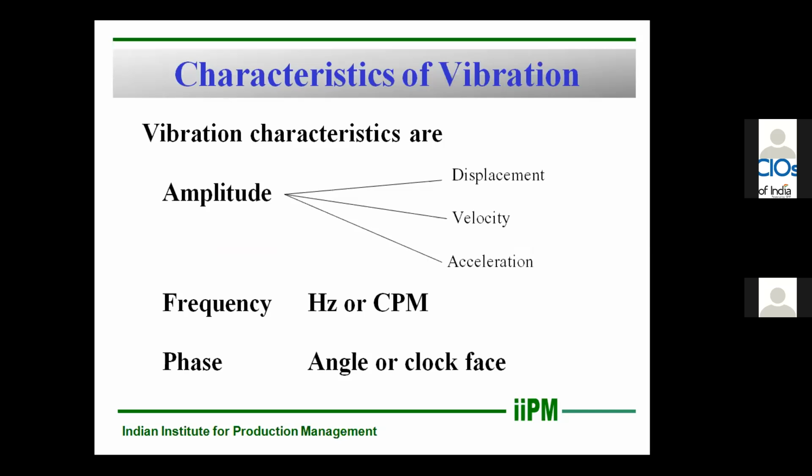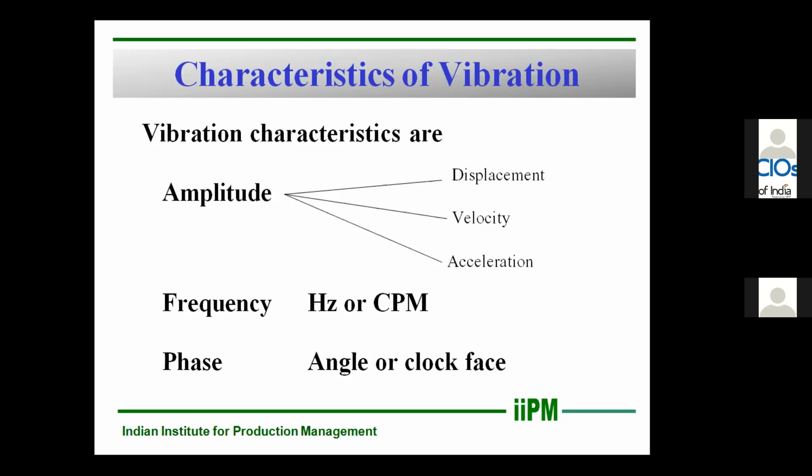So how do we measure that a machine is having vibration? What characteristics do we need to know in order to identify how much the vibration is, where the vibration is coming from, and how to confirm? So first let's talk about amplitude. Amplitude determines the severity of vibration, whether vibration is high or low. We can evaluate by seeing the amplitude. Amplitude has 3 parameters: displacement, velocity, and acceleration.